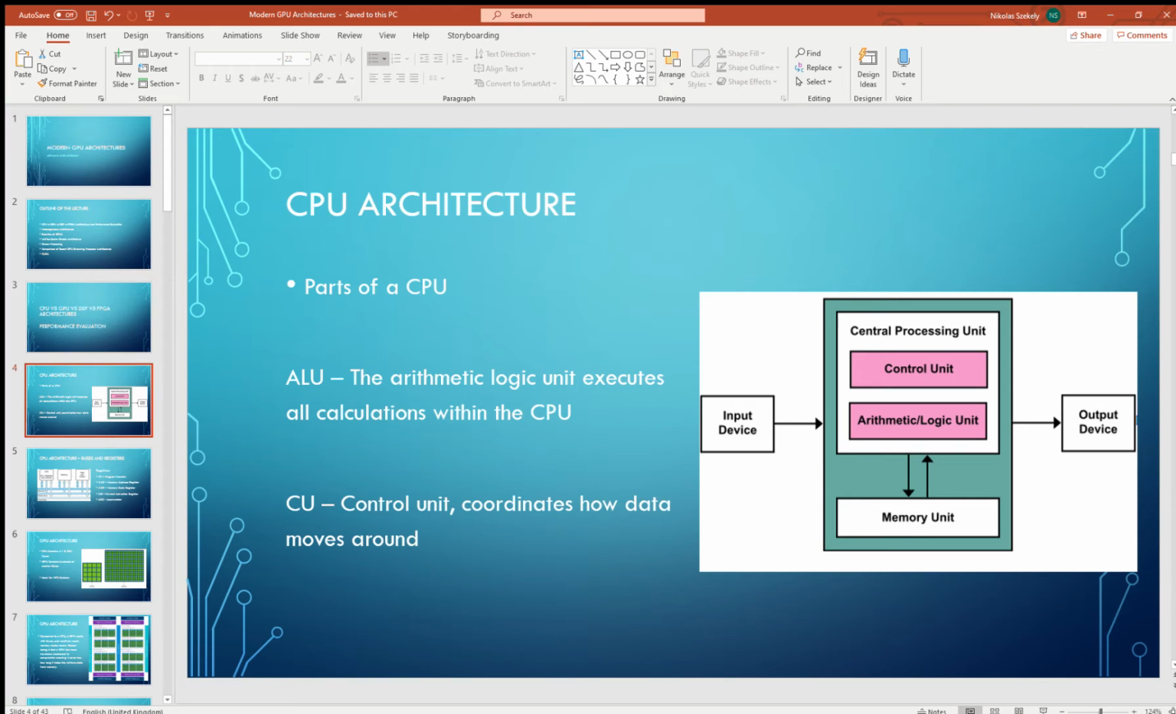The CPU has two main parts. The first is the ALU, the arithmetic logic unit, which executes all calculations within the CPU. Also, there is the control unit, or referred to as CU, which coordinates how data moves around in the CPU.